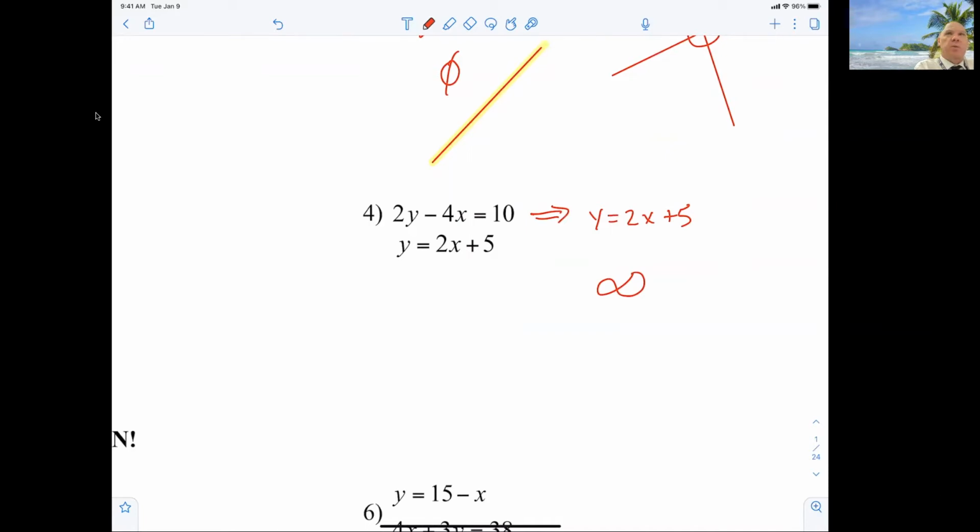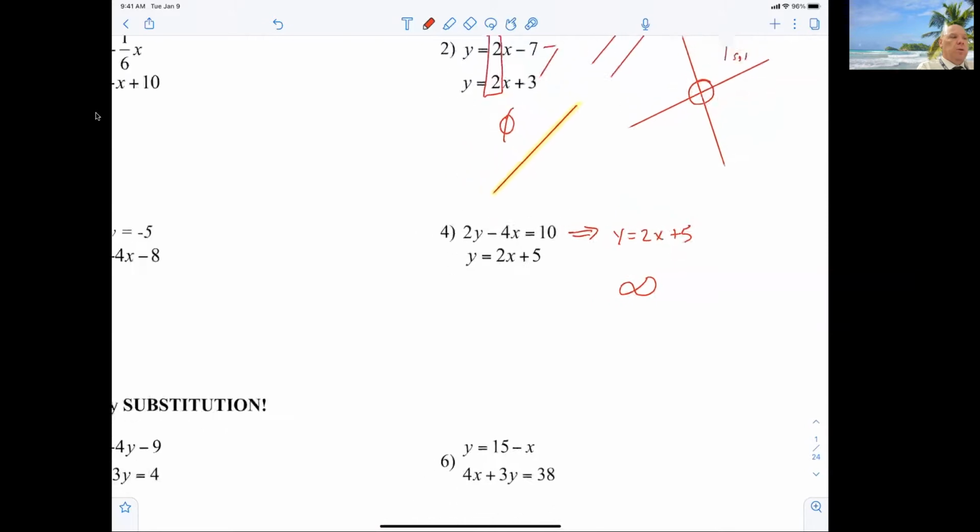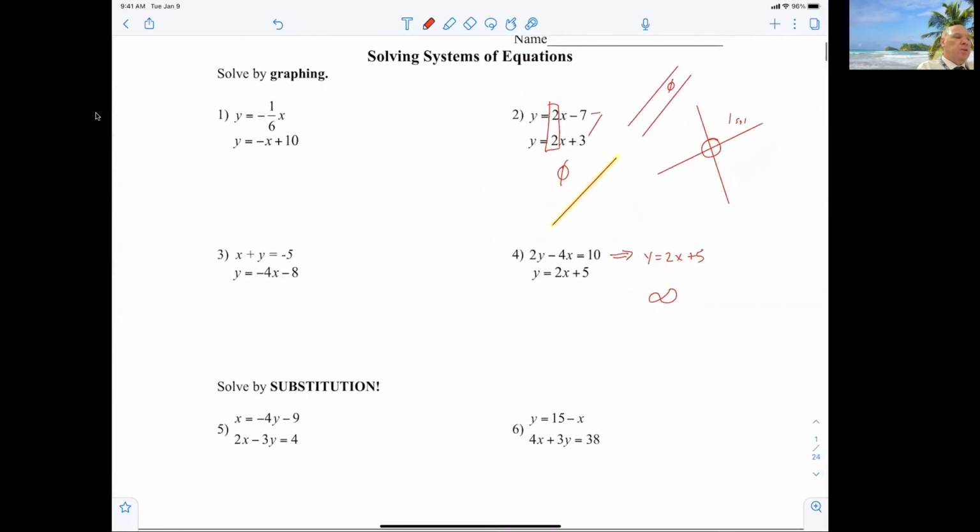There's a difference between all real numbers and infinite number of solutions. All real numbers means anything will work. Infinite number of solutions means there is an infinite number of times that they intersect. Not every number is a solution. Not every ordered pair is a solution. Every ordered pair that's on the line is a solution. All right. So there's 2 and 4.